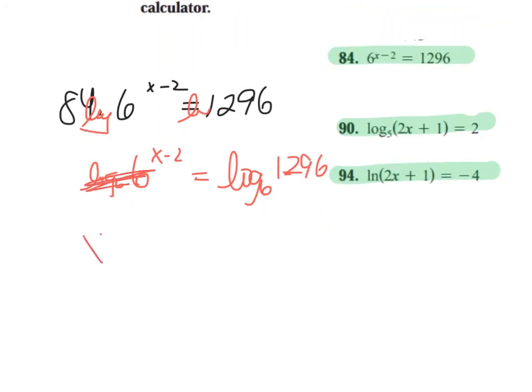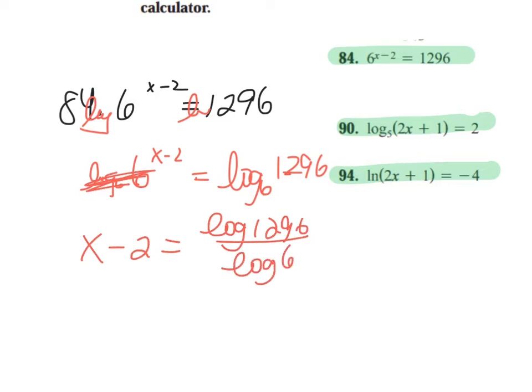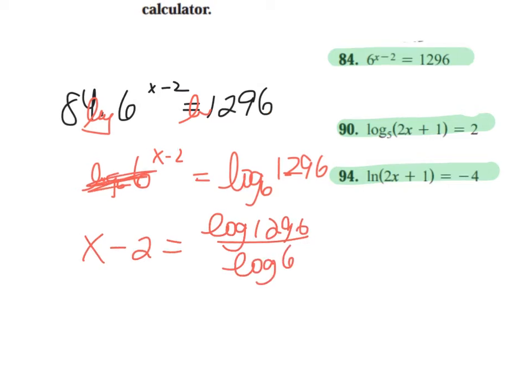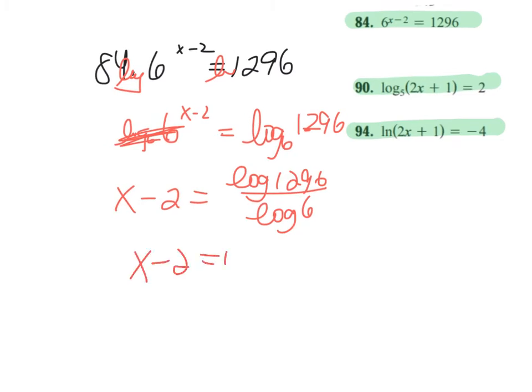Cancels out, so I have x minus 2 equals, guys, you would do log 1296 over log 6. What does that give you? 4. Just 4? Yeah. Nice. X minus 2 equals 4, so what do I do to both sides? Add 2, x equals 6.